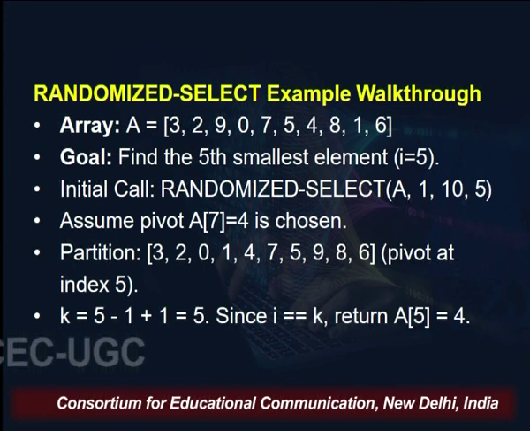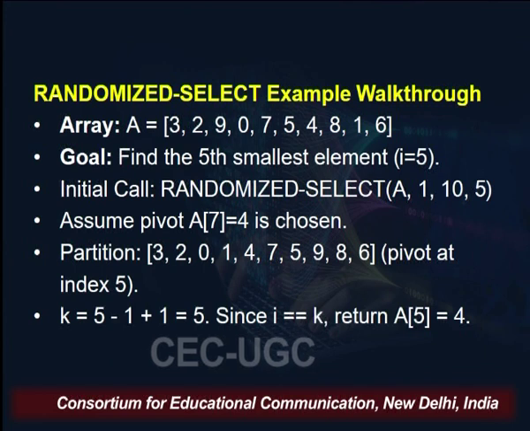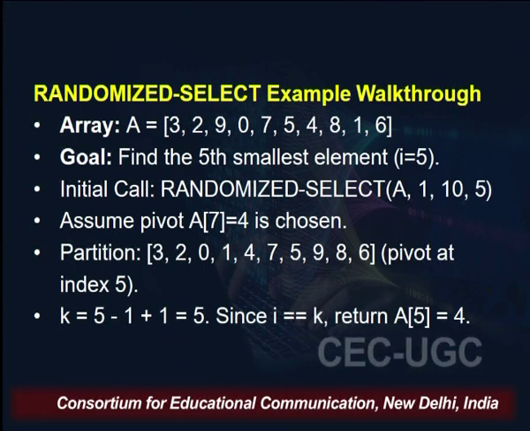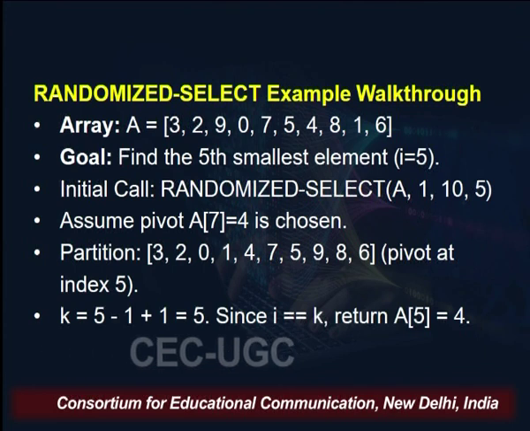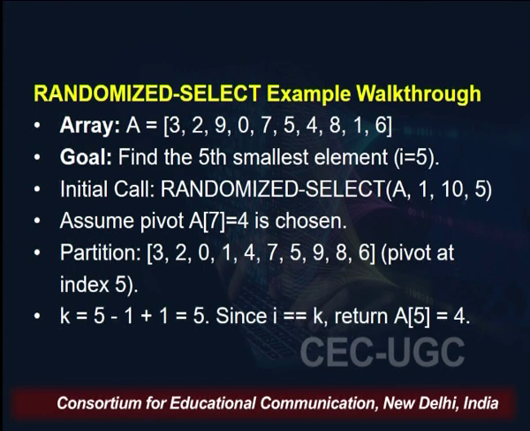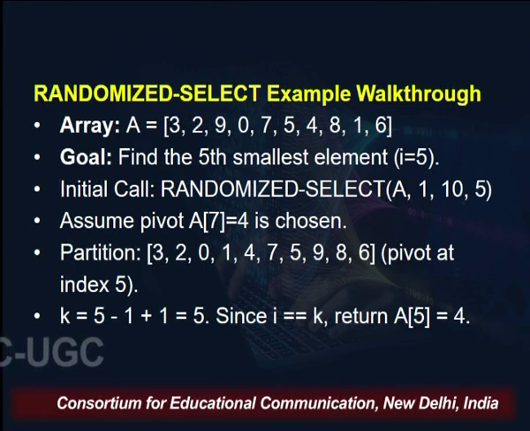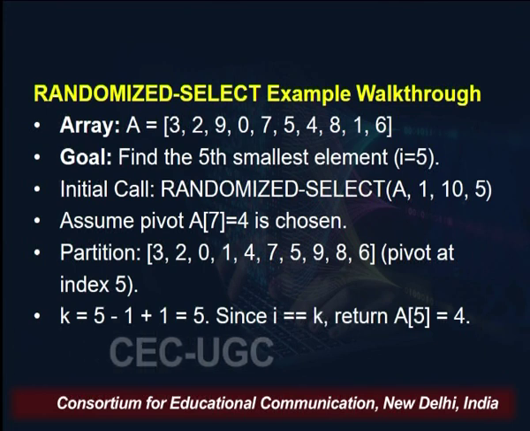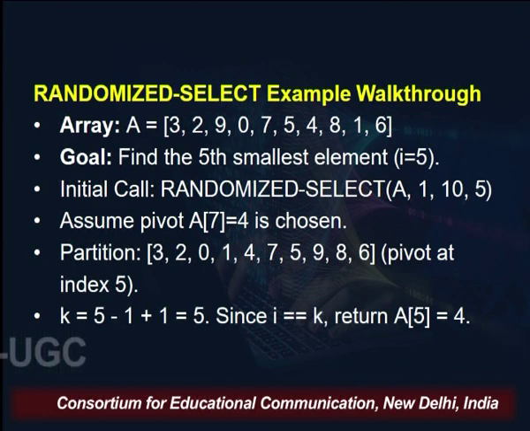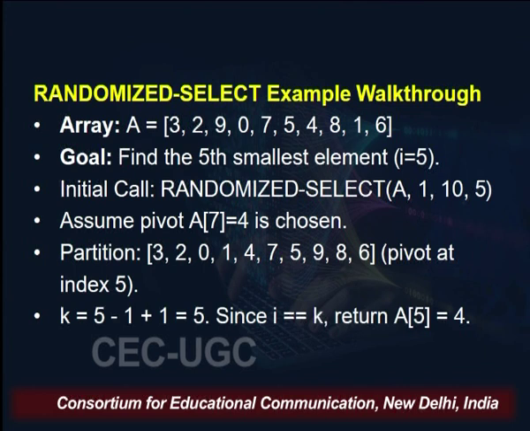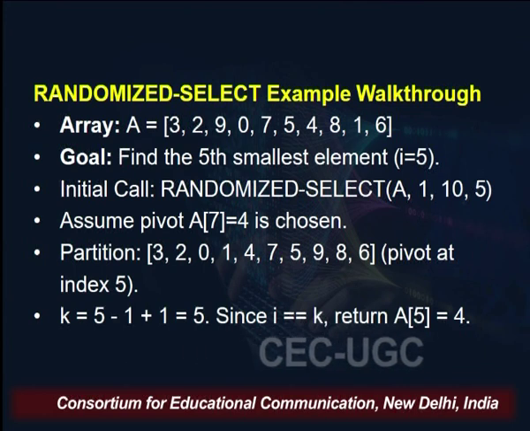That means fifth order statistics where i equals 5 that we need to find. So the initial call to this randomized select will go with A, 1 comma 10, which is the lower limit and the higher limit, and 5 which is the value of i here. Let us say randomly we are choosing A7, which is nothing but 4, as the pivot. Now we need to partition this array around this A7 which is 4.